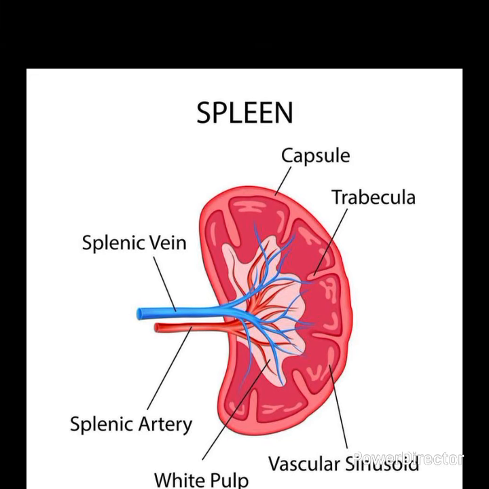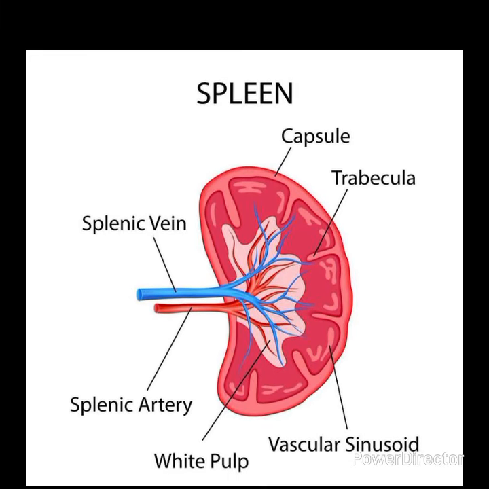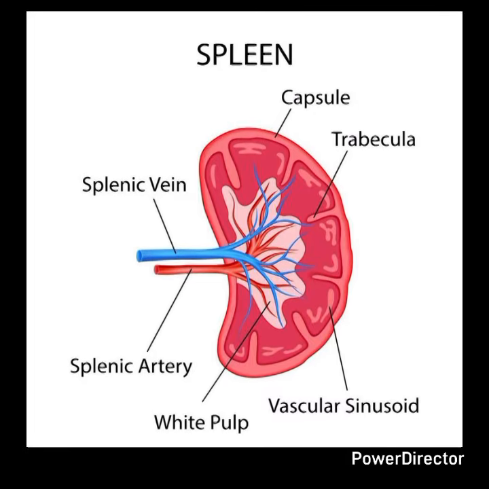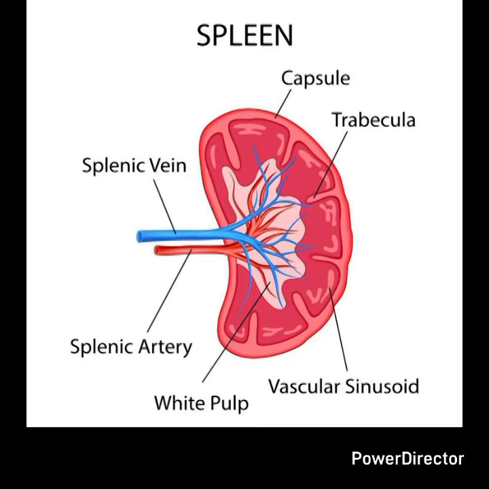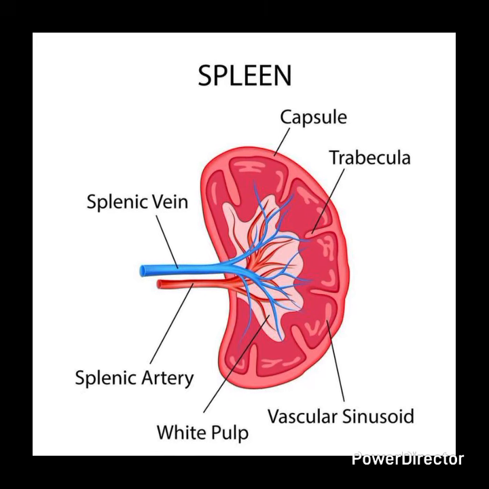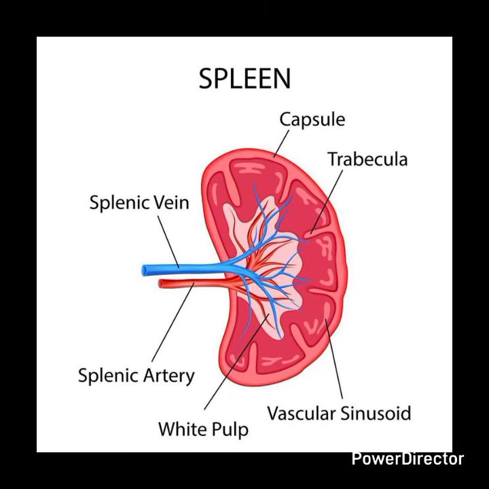Coming to procedure, we can access through the femoral artery or radial artery. Imaging: pre-procedural contrast enhanced CT is done, which evaluates splenic injury and vascular anatomy. Digital subtraction angiography during the procedure identifies active bleeding or pseudoaneurysms.